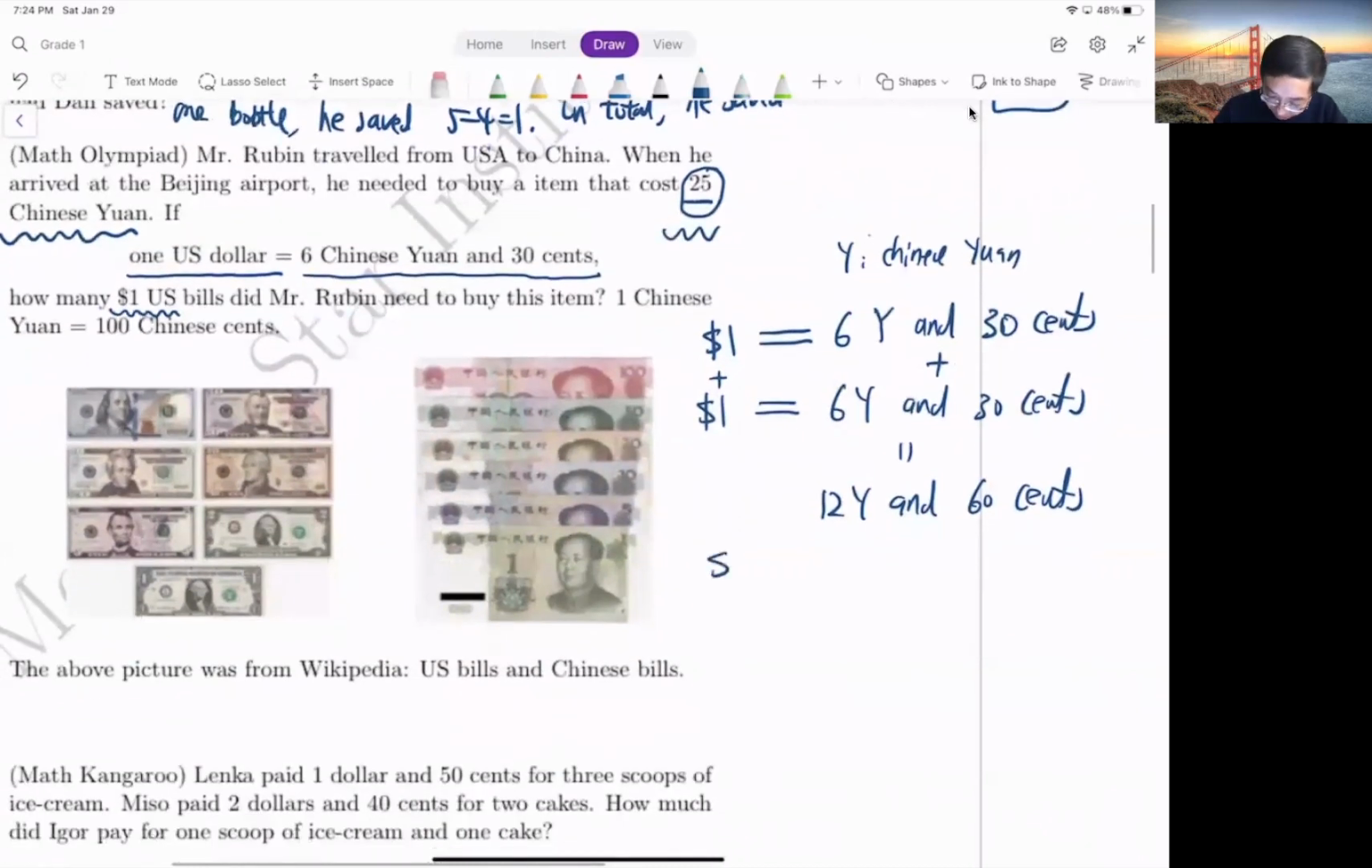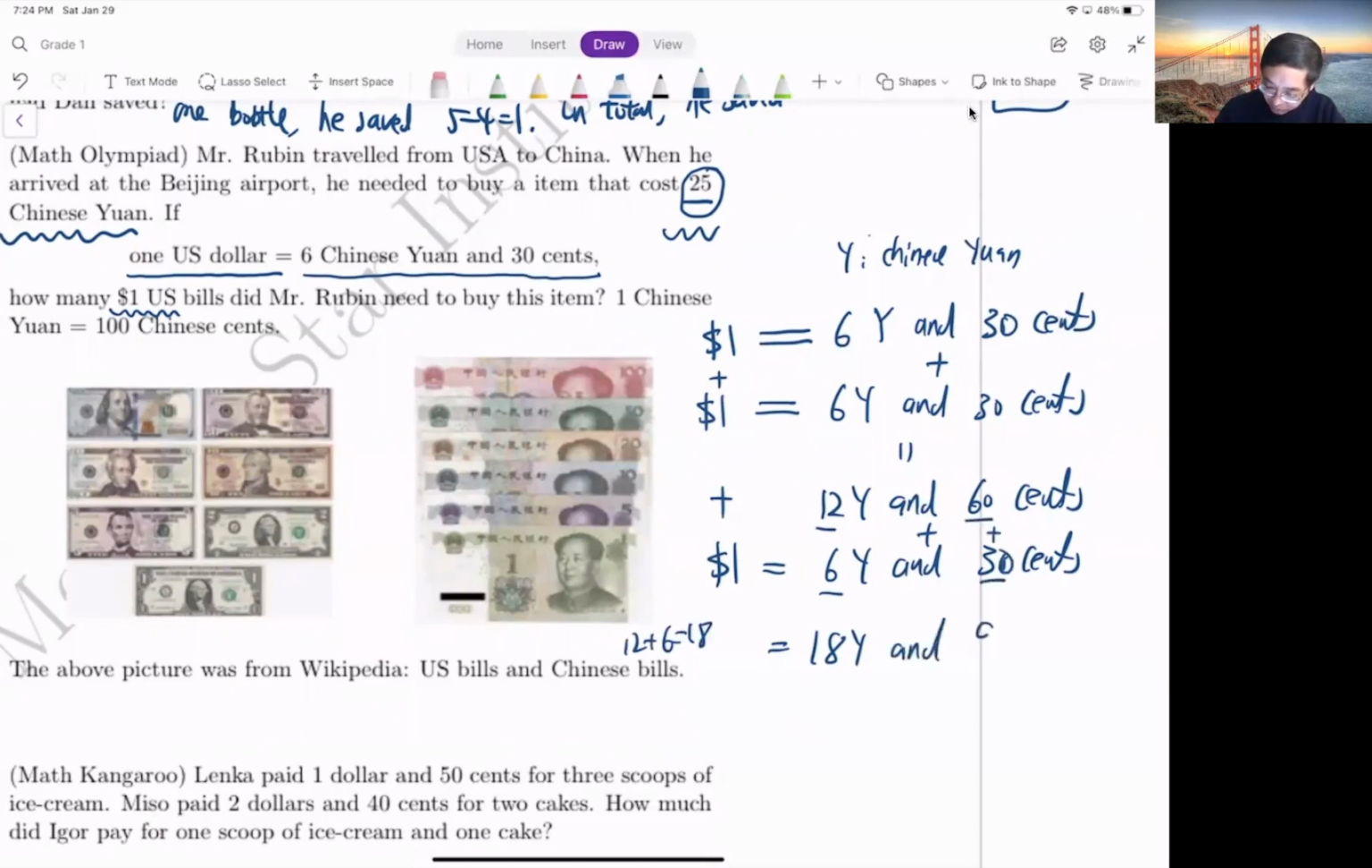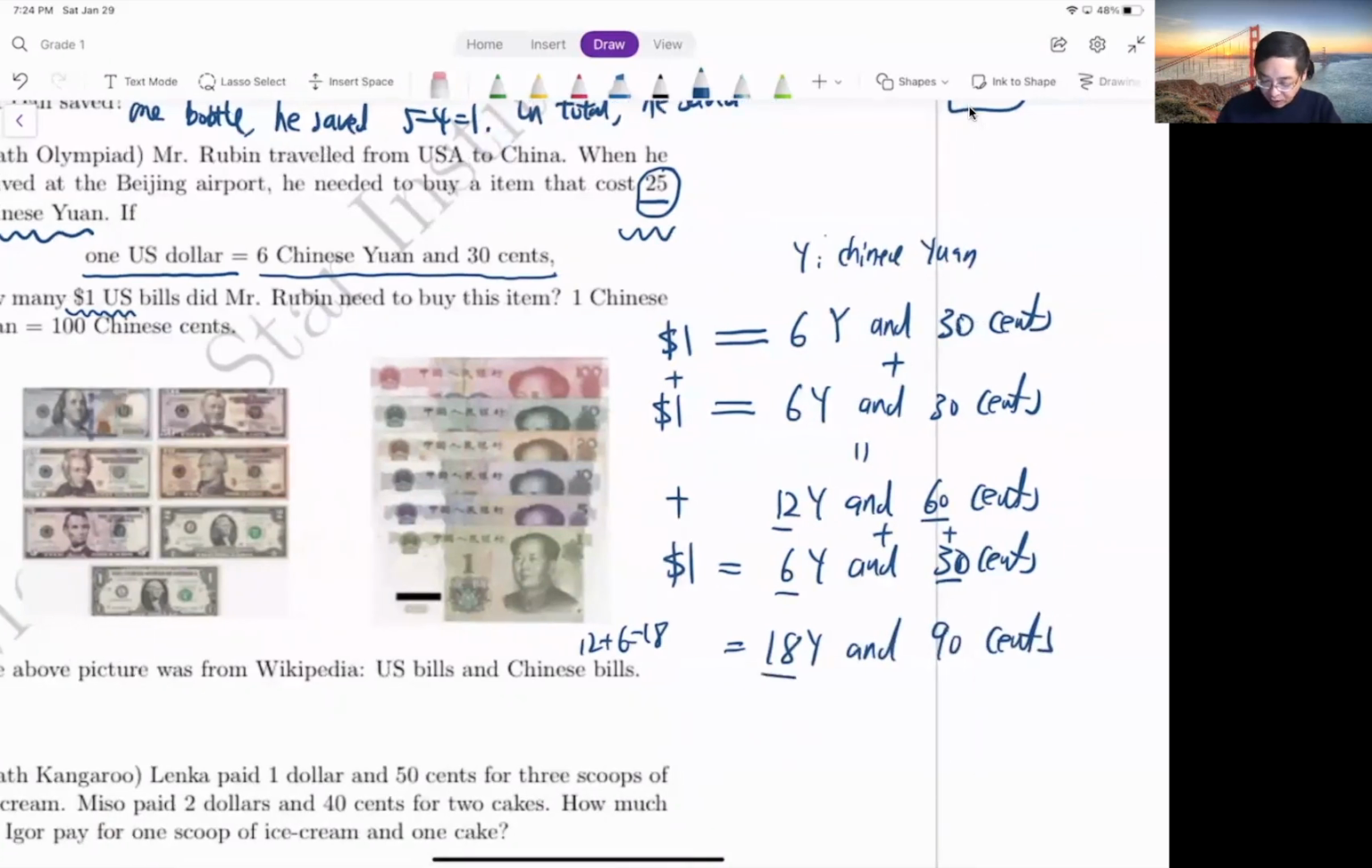All right, so then we need one more bill. So it's add another 6 yuan and 30 cents. What do we have? We keep adding. Okay, so 12 plus 6 is 18, right? And then here it's 60 plus 30, it's 90, right? So we got 18 Chinese yuan, 90 cents. Well, still not enough, right? Which is still lower than 25.